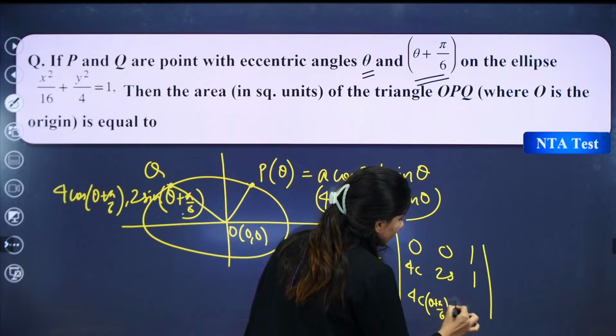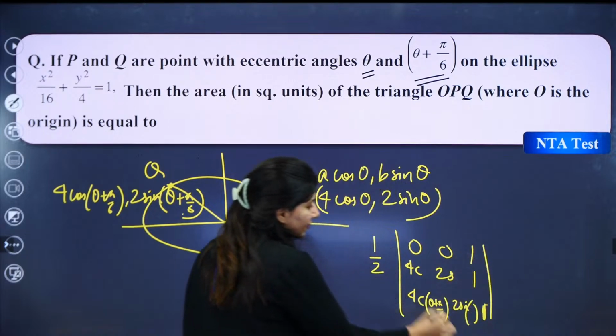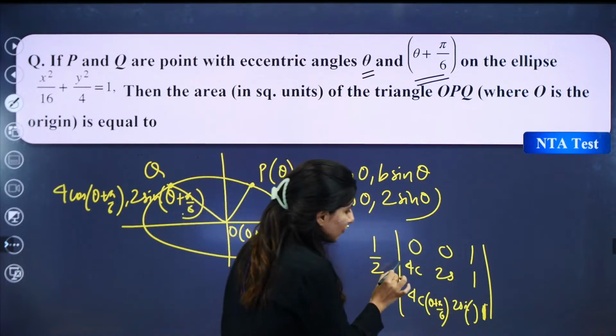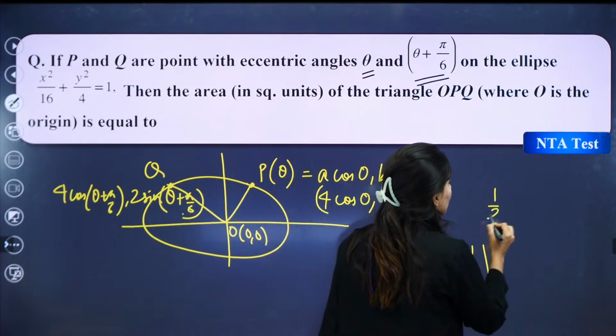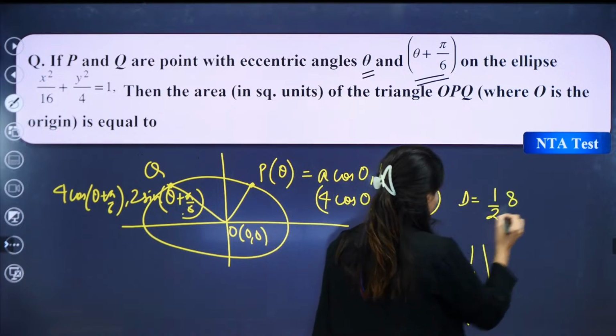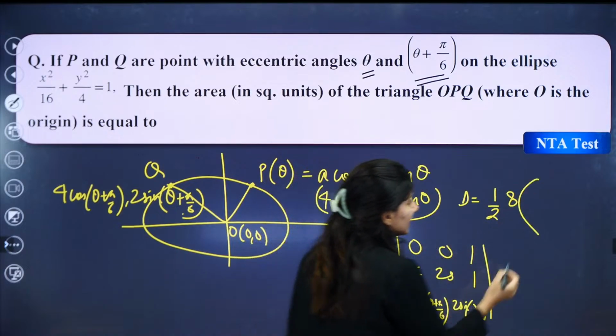And 2 sin theta plus pi by 6, and this is 1. Okay, very easy to open it. So it will be 4 cos, 2 sin, 2 sin, 4 cos. So 1 by 2, area will be 1 by 2. So 4 2s are 8, 4 2s are 8. 8 will be common. Cos sin theta plus pi by 6.